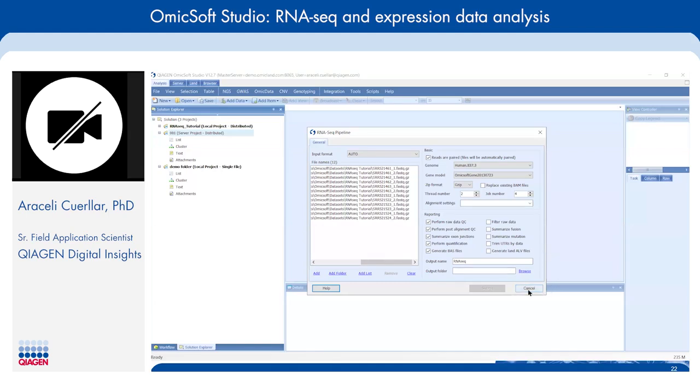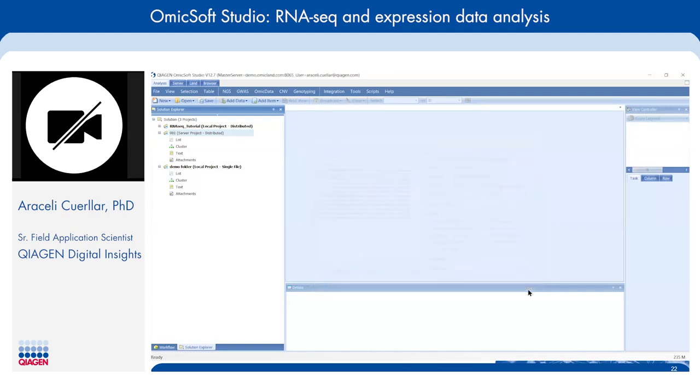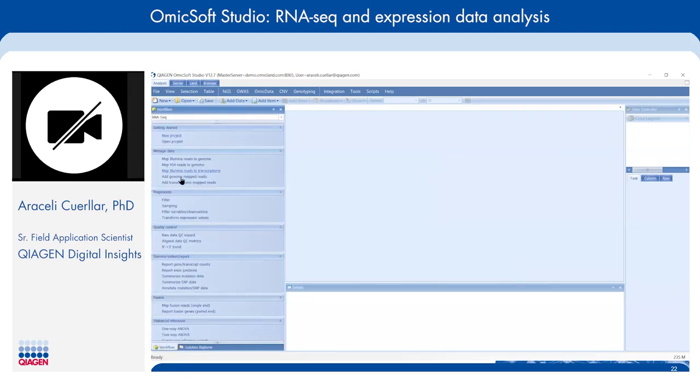So I'm going to go ahead and just click on cancel, just because this was done ahead of time. But by using this pipeline, you can easily analyze the RNA-Seq data in one easy step, where you're going to QC, map your reads to the reference, and then generate some gene and transcript counts. Now, for those of you that are a little bit more hands-on, you can always use the workflow option to run those individual steps.